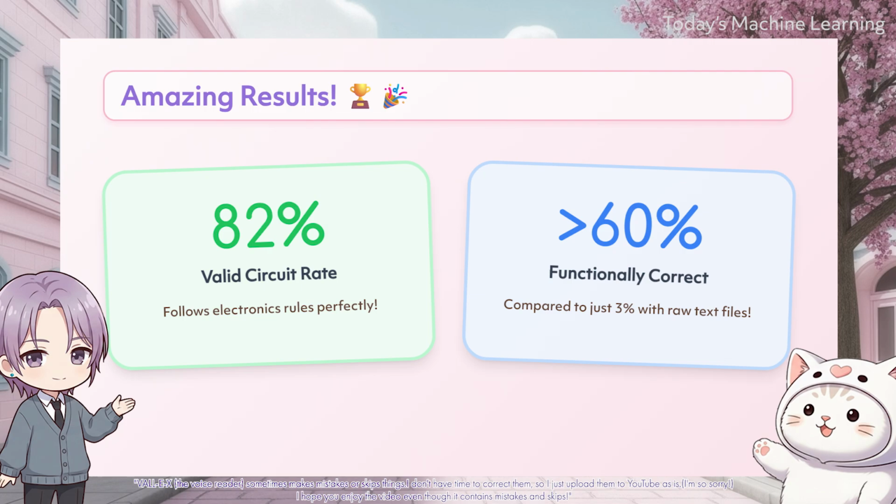It completely outperformed much bigger models in making valid, working circuits. It achieved an 82% valid circuit rate. That means it followed all the rules of electronics perfectly most of the time. When experts looked at the circuits, they found that over 60% were completely functionally correct, compared to other technologies that just try to use raw text files, which only worked about 3% of the time. This is a huge leap forward.